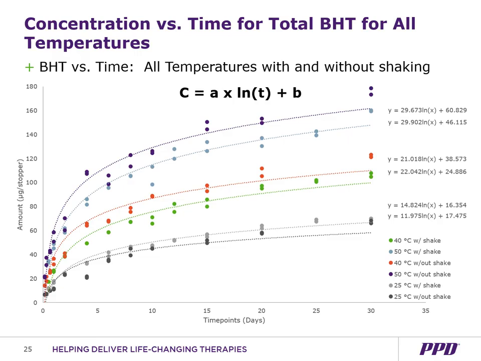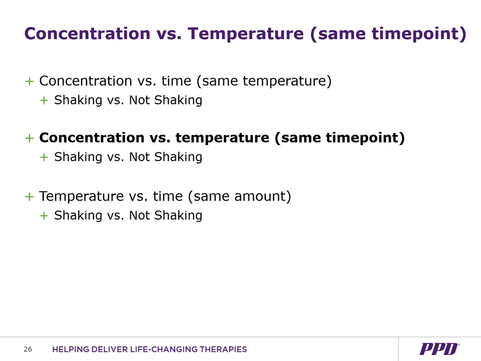The rate controlling step for the butyl rubber stoppers is the polymer surface and the rate at which it allows leachables to migrate into solution. When you agitate the solution, it will accelerate, but it doesn't appear to do that for this material. Next, we will look to see how much shaking would affect the projection model for concentration versus temperature using the same time point.